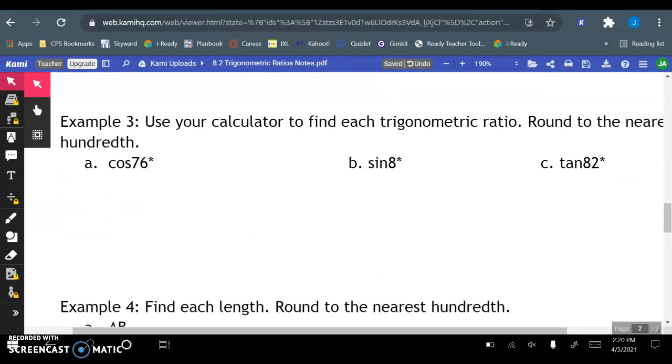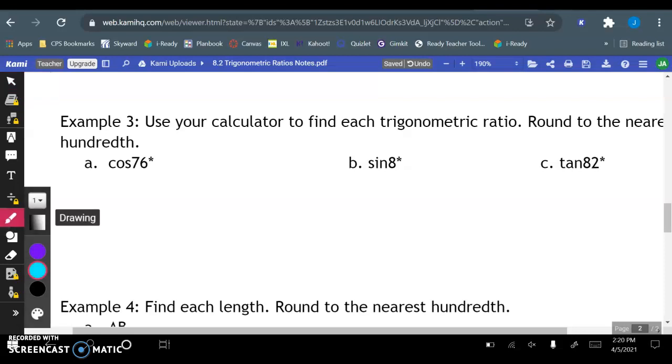All right, example 3 says to use your calculator to find each trigonometric ratio and round to the nearest hundredth. So you are just going to simply hit cosine and then 76 behind that and hit enter and round to the nearest hundredth. So this one is going to be 0.24. Then I'm going to hit sine 8 and enter. And this one's going to be 0.14. And then tangent 82, enter, is going to be 7.12.